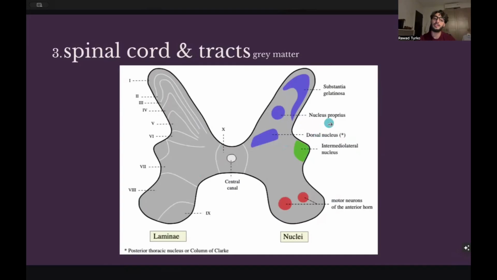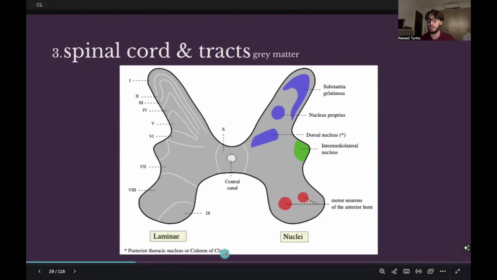The dorsal nucleus is also part of the spinocerebellar pathway, so this is for proprioception. Another name for the dorsal nucleus is the column of Clarke, or Clarke's column. So you're actually going to see it more commonly referred to as Clarke's column rather than dorsal nucleus. But just something that you have to know is that this is for proprioception.